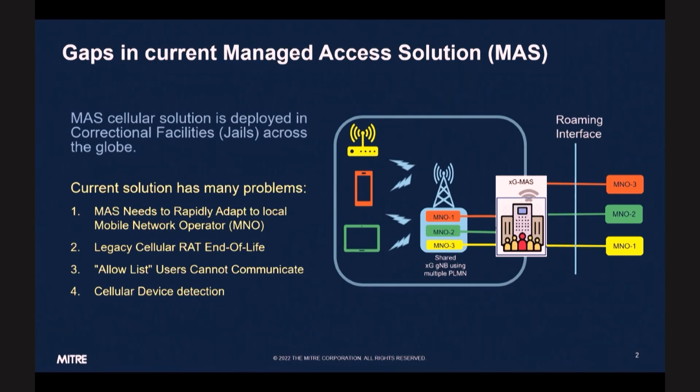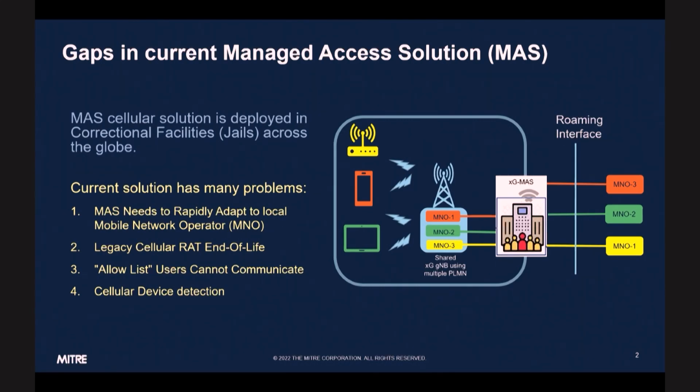That system, that first iteration, is still in use. A lot of facilities are still using that version, which is 2G. And unfortunately, 2G is reaching end of life, and the technology is falling behind for those facilities, and it's growing the risk.